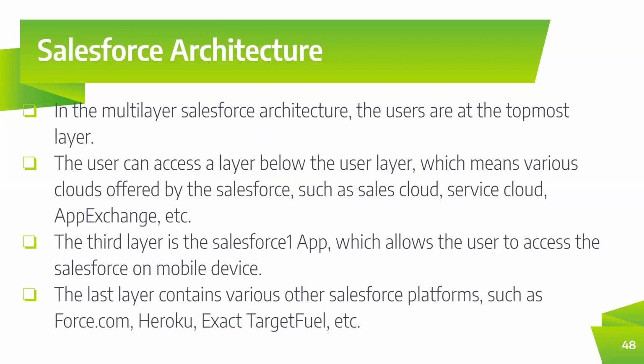I told you what App Exchange is. App Exchange is a place where you can get all your applications, free of cost or paid ones. And the third layer is all about your mobile application, which allows the user to access Salesforce on a mobile device. The last layer contains various platforms like Force.com, Heroku, and so on. So now you should have understood what this multi-layer architecture is. It contains multiple layers. Got it?